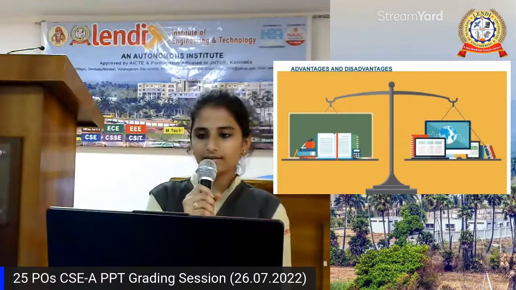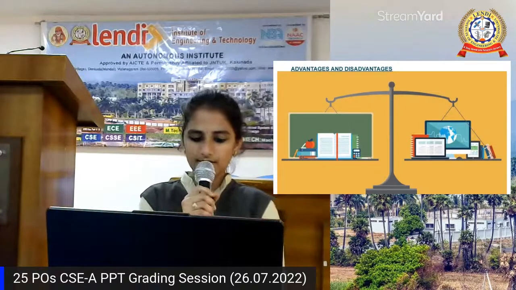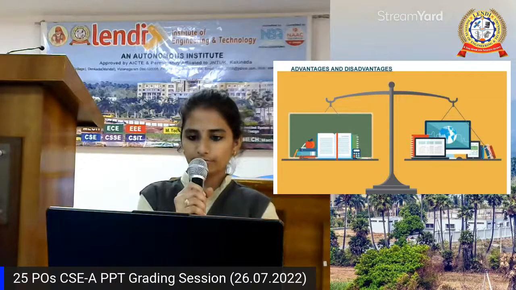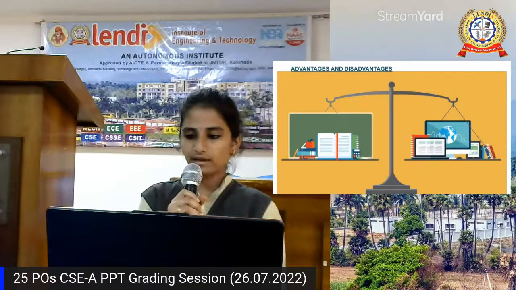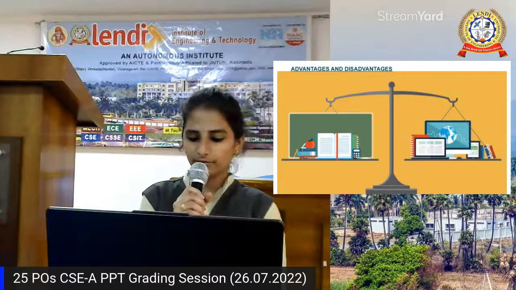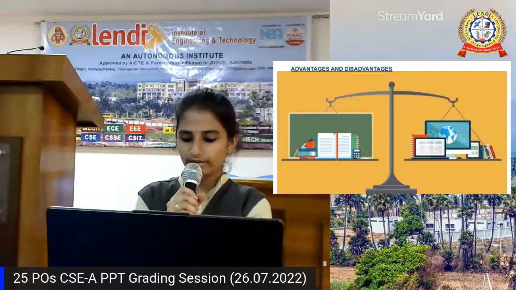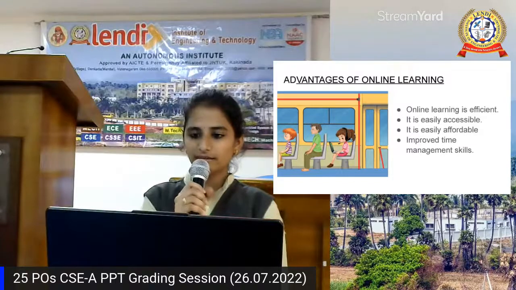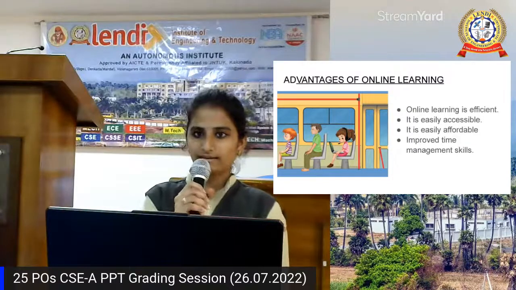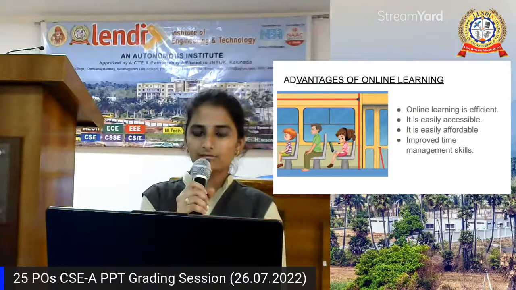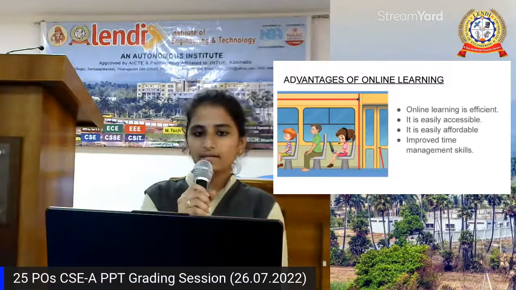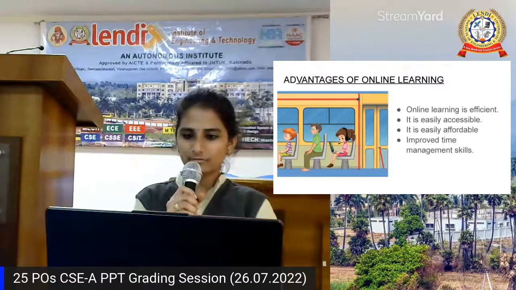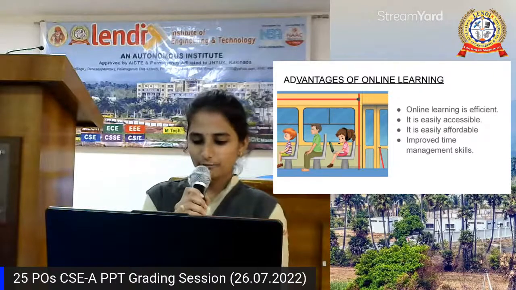Coming to advantages and disadvantages. In this slide, you can observe that one is full of classroom environment and the other is online environment. So we will go with advantages of online learning. Online learning is efficient, it is accessible, and it is affordable. And it makes oneself to self-learn. We can self-learn from digital platforms.